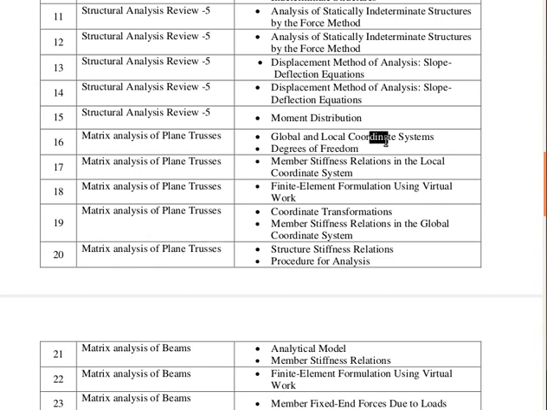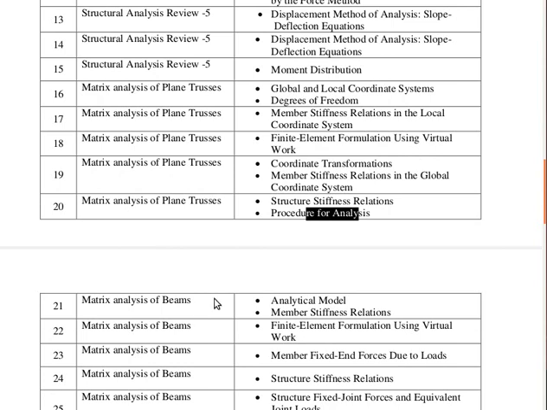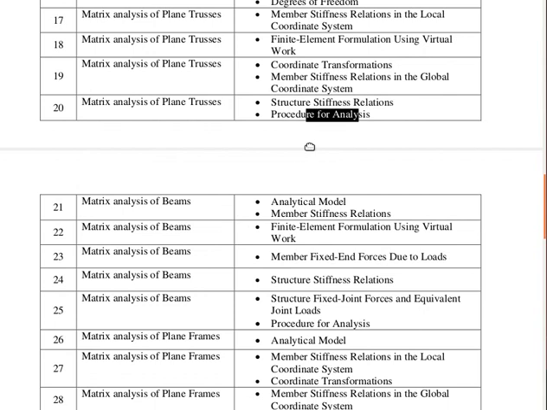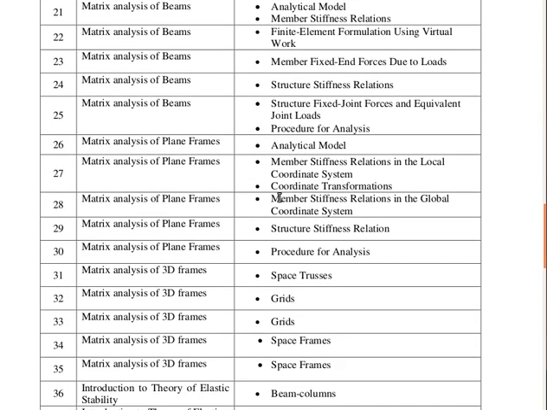So initial classes there will be 5 lectures on matrix analysis of plane stress. So starting from local coordinate system to degrees of freedom to how to generate structural stiffness. Then some finite element formulation using different virtual work, coordinate transformation, and then structure stiffness relations, procedure of how to analyze. Then we'll go with matrix analysis for beam. So first part was matrix analysis of truss, then we'll study matrix analysis of beam. So same thing will follow.